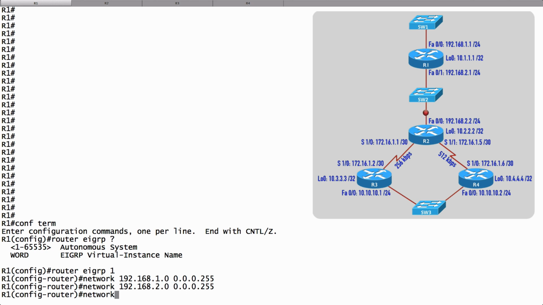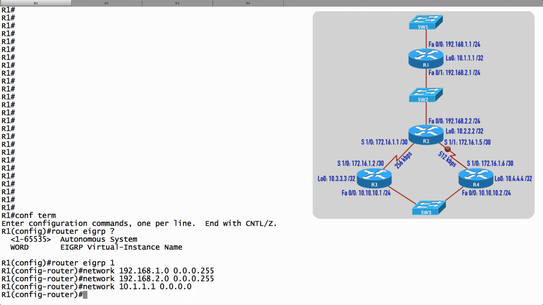We'll say network 10.1.1.1. And in this case, the loopback interface belongs to a network of only one IP address. Notice the 32-bit subnet mask. That means our wildcard mask is going to be 0.0.0.0. And we're done on router R1.